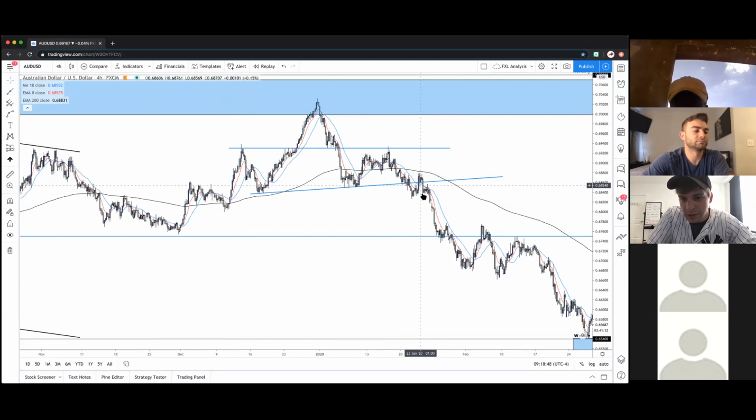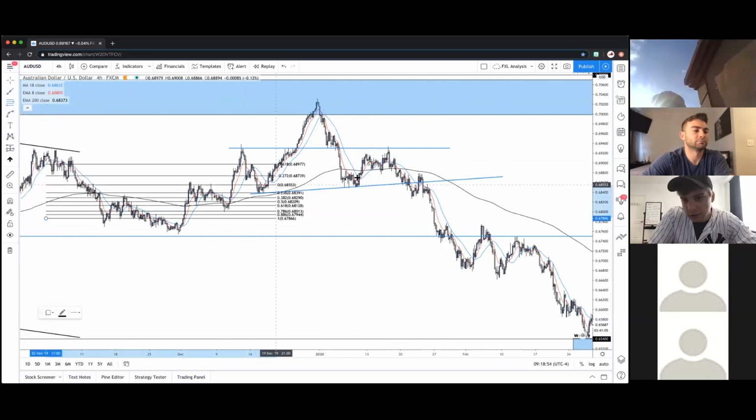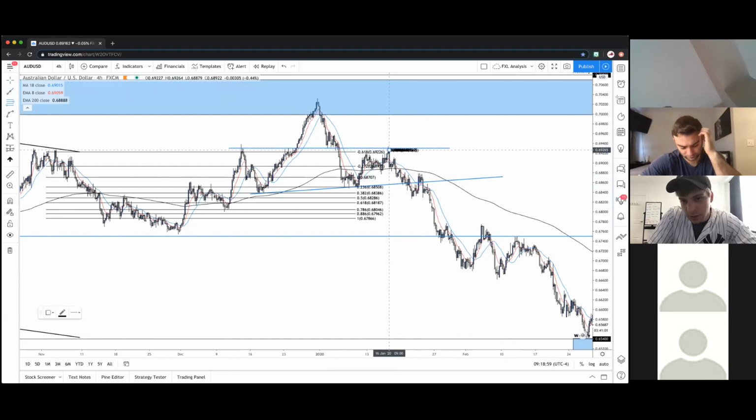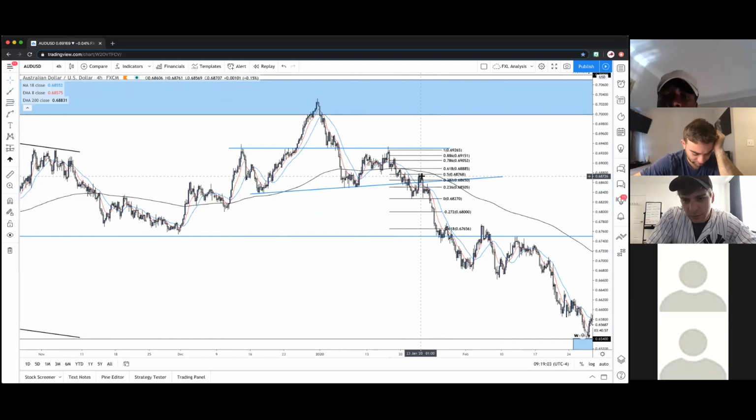And then it gave us some more setups over here to enter on. After a pullback, MA cross, there's a mini fib in there. Actually, something like this. My bad. I'll clean it up in a second. Something like this. And then it gave us good structure to short on.